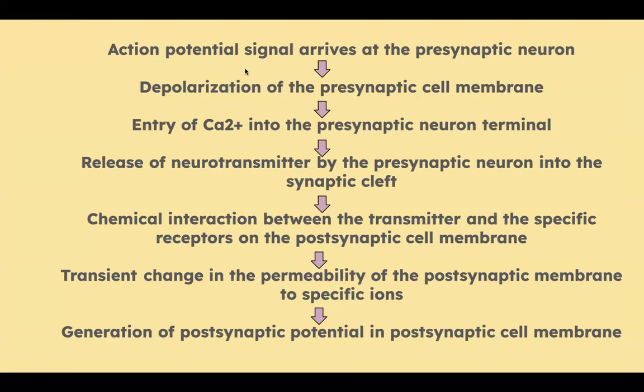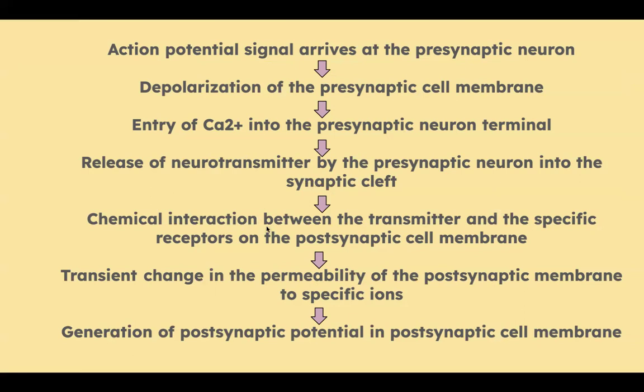Action potential signal arrives at the presynaptic neuron. Depolarization of the presynaptic cell membrane. Entry of calcium into the presynaptic neuron terminal. Release of neurotransmitter by the presynaptic neuron into the synaptic cleft.